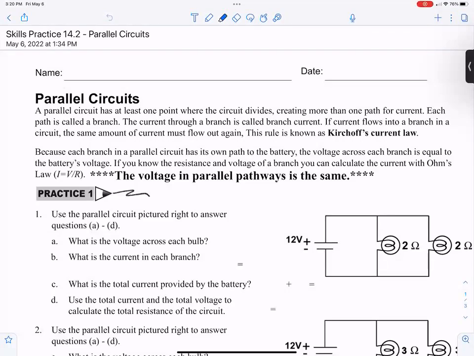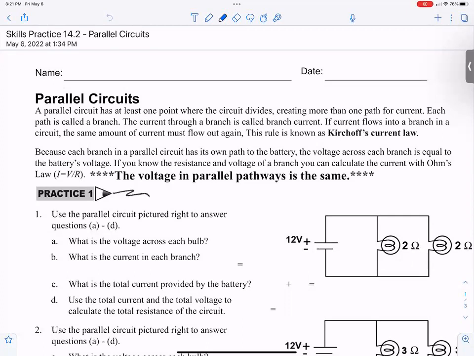Hello, in this video tutorial, we will be practicing Skills Practice 14.2 Parallel Circuits. Please remember to have your calculator out and remember to pause or rewind the video as needed. Let's begin. Read along with me.